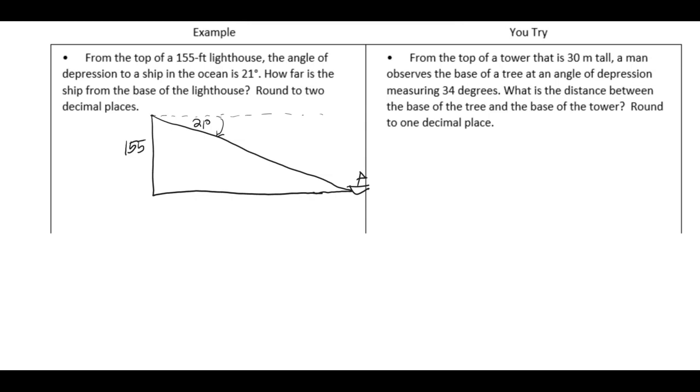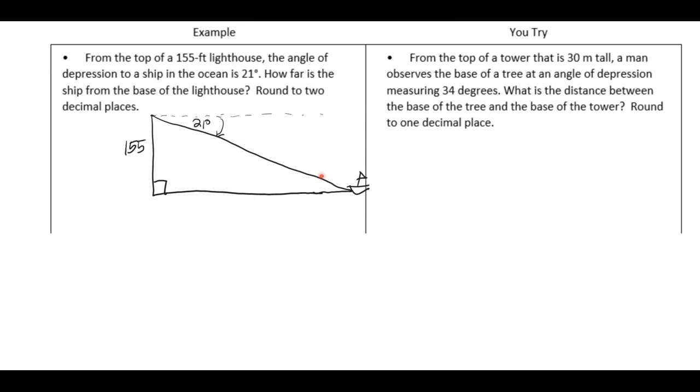Now, we need information about the triangle. We don't have any angles in the triangle. We do know one angle, actually, the right angle. But we don't know this angle, or we don't know this angle. We need one of these angles in order to use our sine, cosine, tangent information. So here's where knowing a couple facts are important.